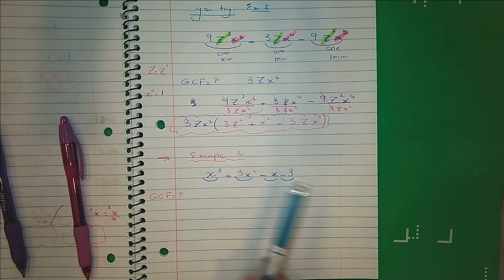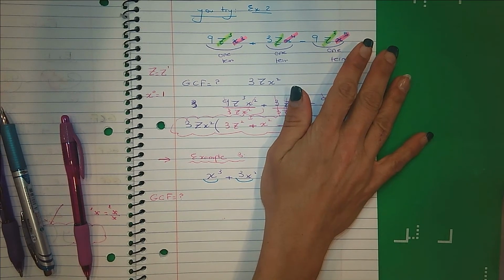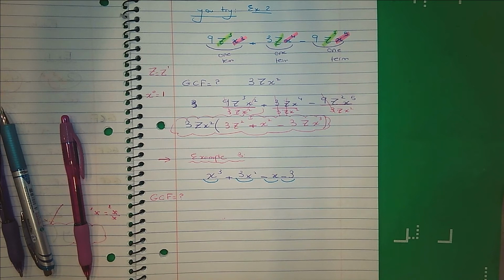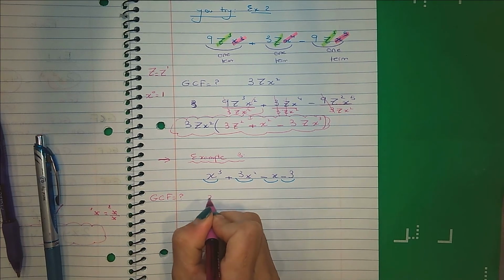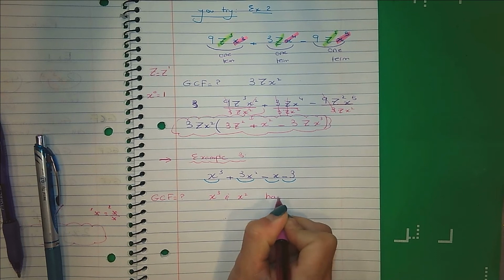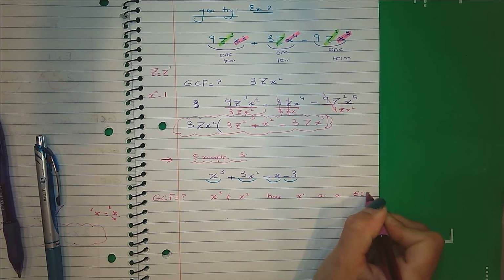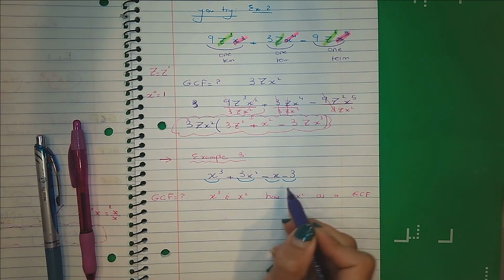So look at these 2. Let's just ignore for a minute that we have all this. Look at x cubed and x squared. What is the greatest common factor among x cubed and x squared? X squared, that's correct. So I'm going to say x cubed and x squared has x squared as a greatest common factor. Now I'm going to look at the other 2 terms that I have.